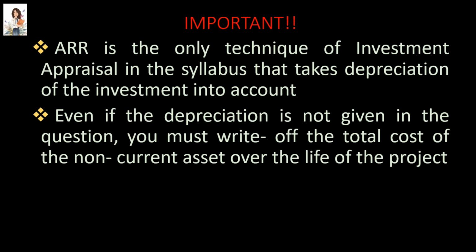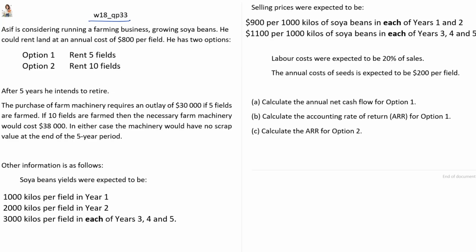Let us solve a past paper question on ARR. This is October-November 2018, paper variant 33. Asif is considering running a farming business growing soya beans. The rent of the land will be $800 per field per annum. He has two options. Option 1 is renting 5 fields and option 2 is renting 10 fields.